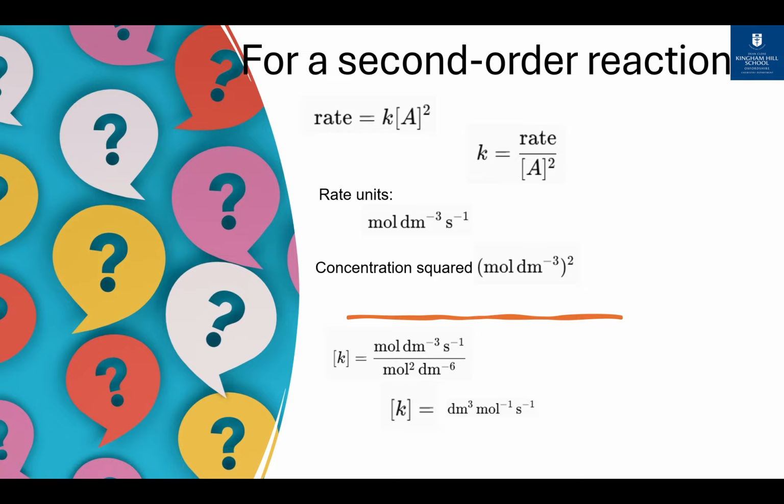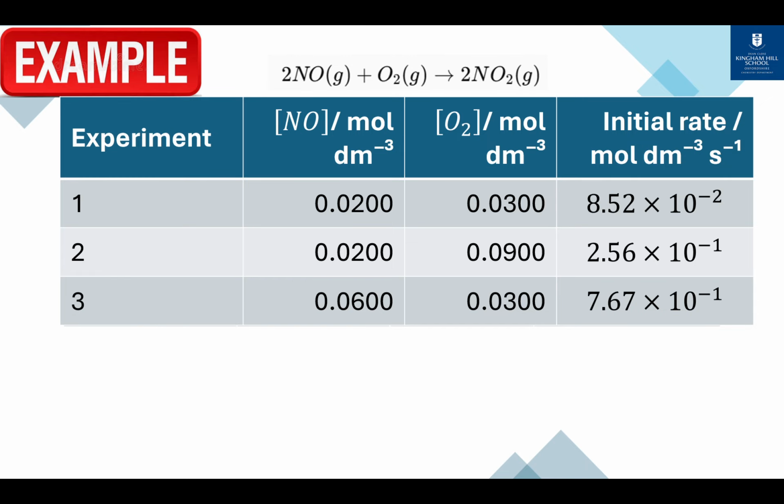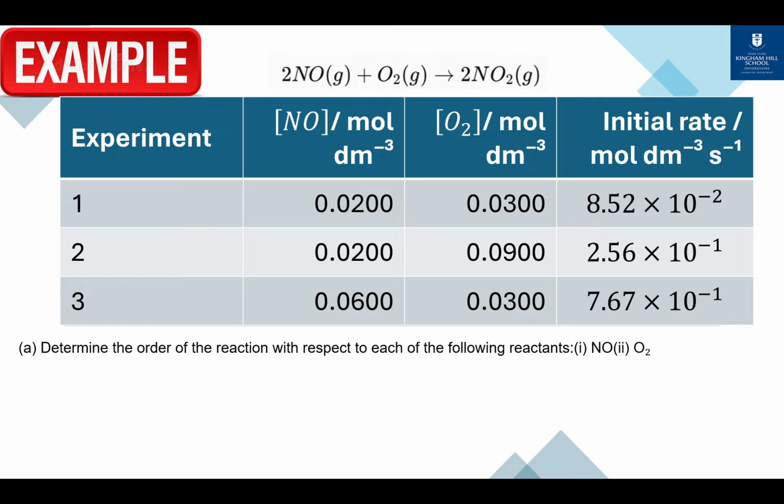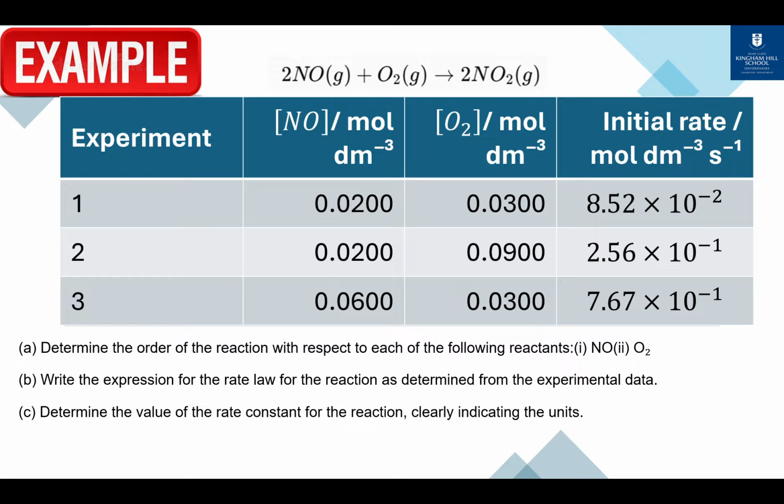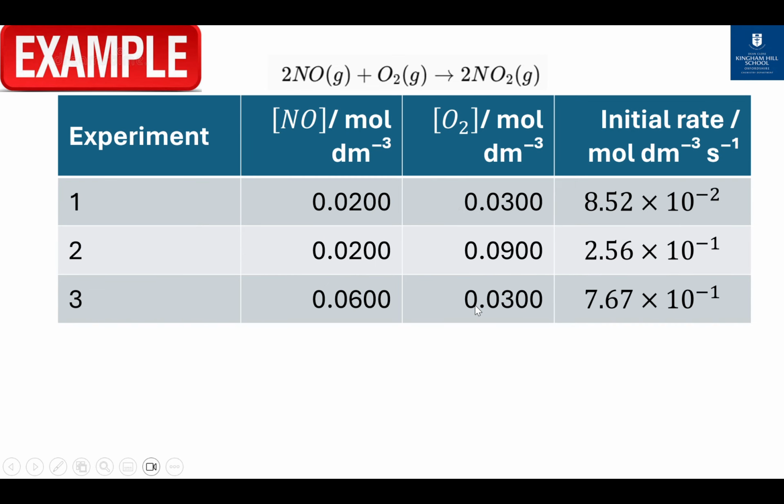And now let's take an example. Here we have the reaction between nitrogen monoxide and oxygen gas to produce nitrogen dioxide. A rate study of this reaction gave the data recorded in this table, you can see. We want to determine the order of the reaction with respect to each of the following, NO and O2. Then we have to find the expression of the rate law, and we have to find the value of the rate constant. So these three questions we need to find out from here. And let's try number 1a here.